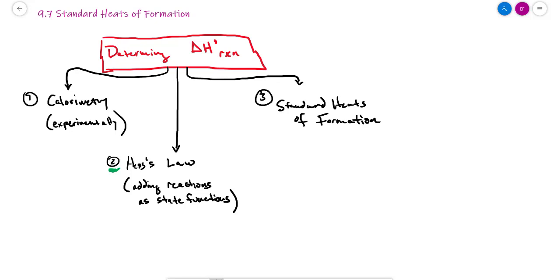The third way that we're going to talk about in this video is the process of standard heats of formation. All three of these should give you the same answer, ideally, right? Experimentally and computationally, those things sometimes can give you different answers, but these two will definitely give you the same answer every time, because they're both computational methods, and they're just taking other values and adding things up. So these two are equivalent to each other, but they're different ways to get to the same answer, which is the overall change in enthalpy for the reaction.